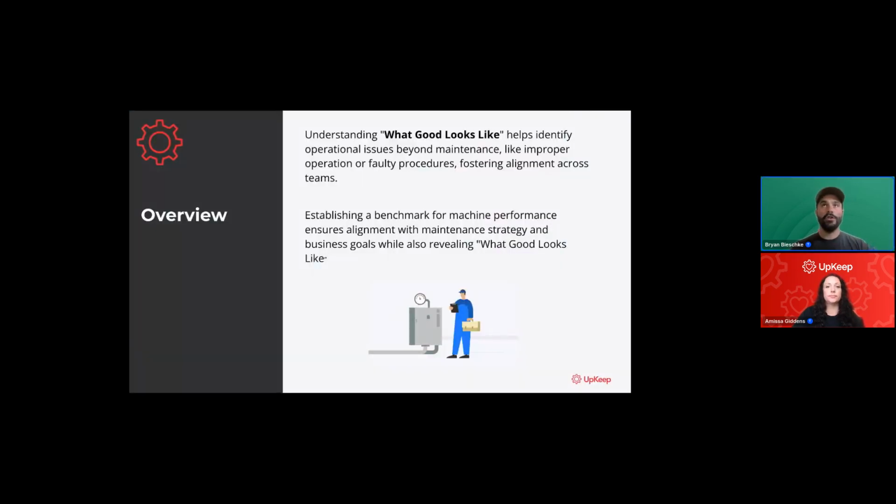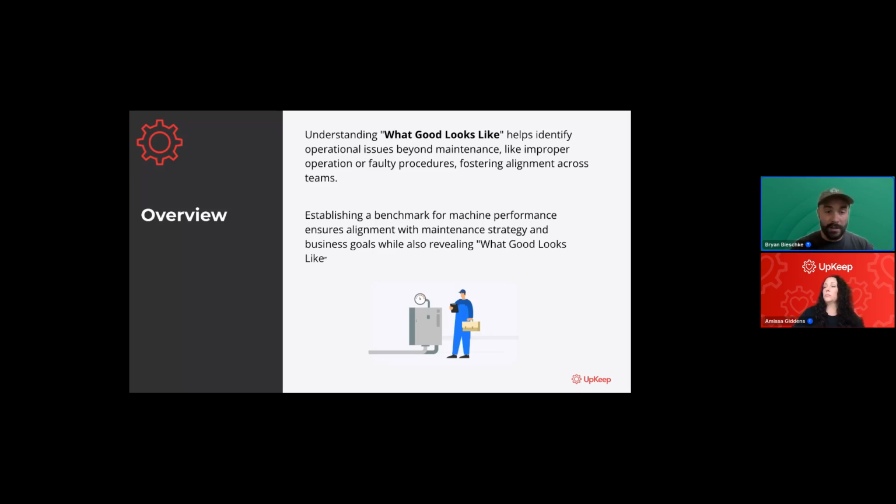Okay. Understanding what good looks like helps identify operational issues beyond maintenance, right? Like improper operation, faulty procedures, right? So we want to create and understand that alignment about how everybody impacts that machine. Establishing a benchmark for machine performance ensures alignment with maintenance strategy, right? And it helps the business understand what good looks like.